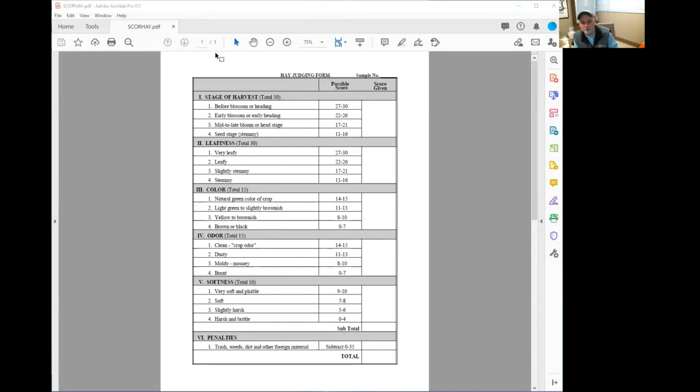The third category that we look at is the color. Okay, and really what you're trying to visualize is we would like the hay to have the same green color as it did when it was out there growing in the field. And so the more of the green color that we maintain, what that means is the better the drying process was. It means it was warm, it dried quick, you're going to save that color. If it took a long time to dry, the sun is going to bleach out some of that green color, so it's going to be more yellow.